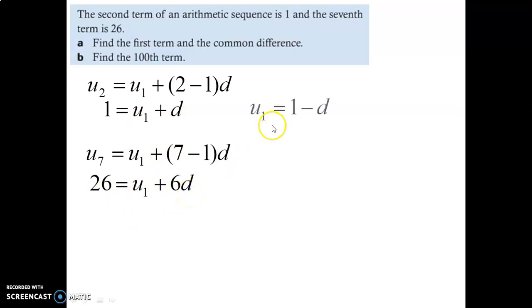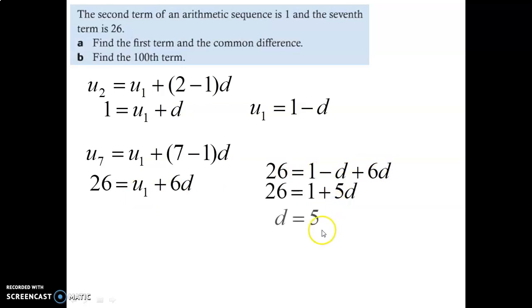I'm going to solve this one here for u1 by moving the d over, and now I'm going to take this and substitute it here for u1. So in this equation, I put that 1 minus d right in here for u1, and then you can solve this. Now it has only one variable, d here, so combine those, solve for d is 5.